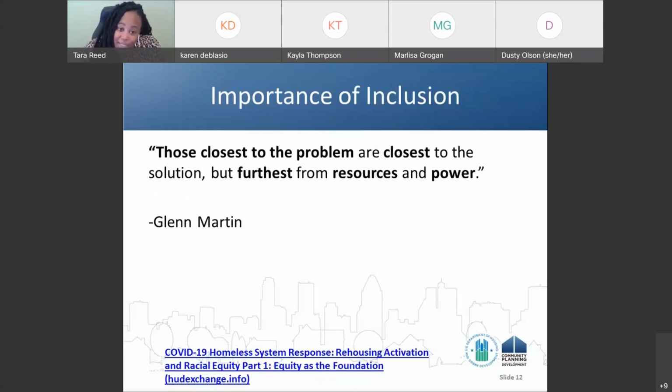Hopefully on your screen you see a quote by Glenn Martin, which says that the closest to the problem are closest to the solution, but furthest from resources and power. And so it really speaks to, are the individuals who are most impacted by the decisions that we make at the table? Are those individuals who are closest, just because of personal experience, to knowing where our system gaps are, where the disparities are coming from, in an influential part of the process? And so Black people, Indigenous people, people of color, those with lived expertise of homelessness, and other marginalized populations should be an intentional, influential part of the teams identifying where the system barriers are located and informing funding allocation decisions, processes, protocols, partnerships, and policies to address them. We need all voices at the decision-making table, but specifically their voices to truly be successful. Next slide, please.